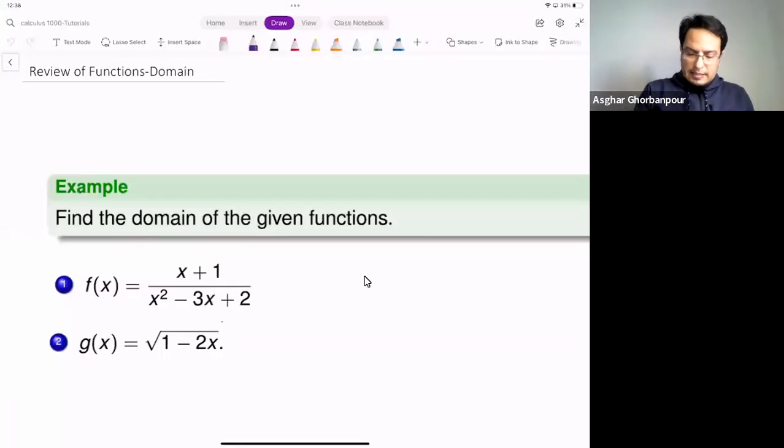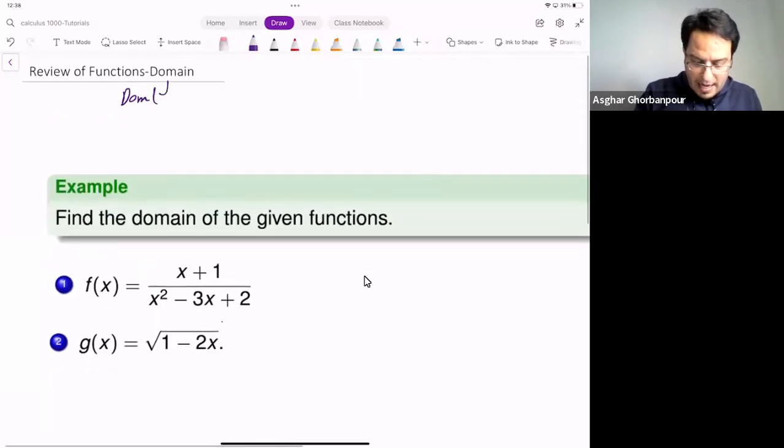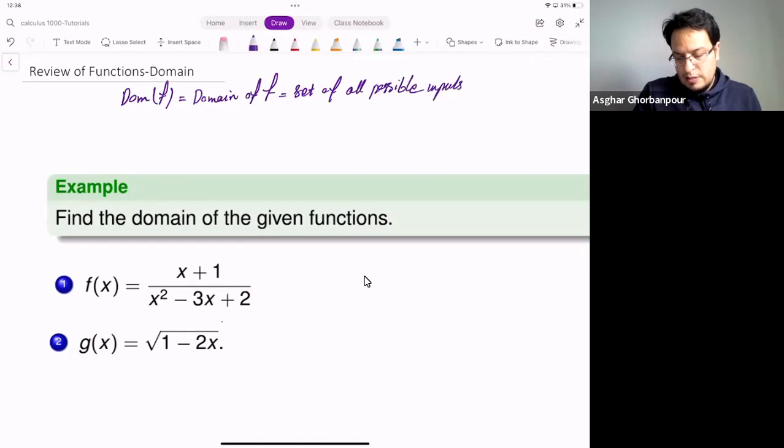So we did start doing some review for functions. Today is about the domain. The domain of a function, which we denote by dom f, is basically a fancy word for all possible inputs for that function. So, the set of all possible inputs for the function f.